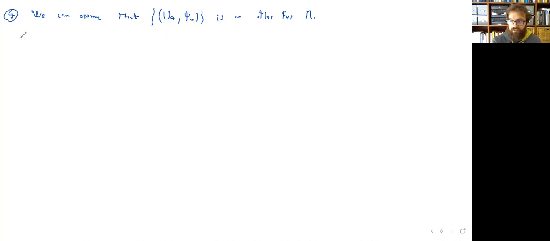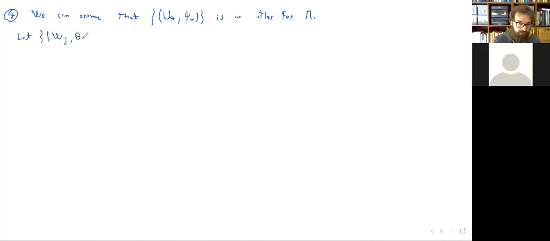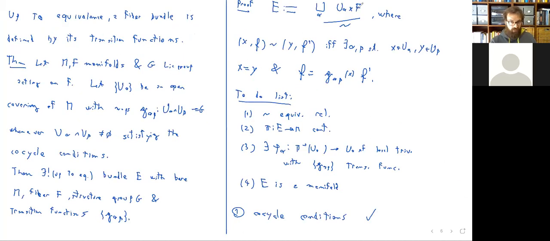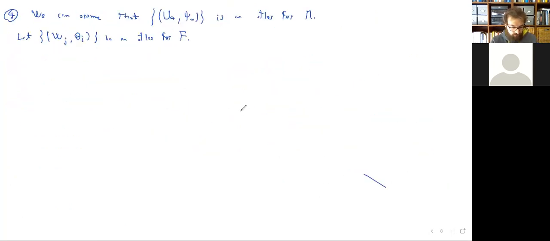And now let's also fix an atlas for F. So we take W_j, theta_j, for F. And why do I care about this? Well, because this E is basically some mixture of M and F. So the atlas will need to come somehow from a mixture of the atlases of M and F. In fact, we see that if we take the equivalence classes of this U alpha times W_j, and here we vary alpha and j, this is an open cover.